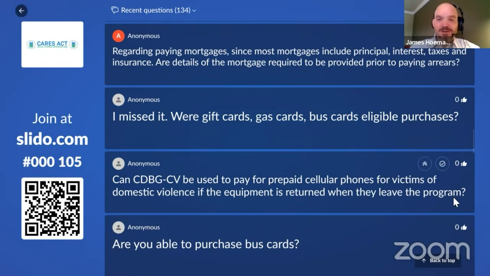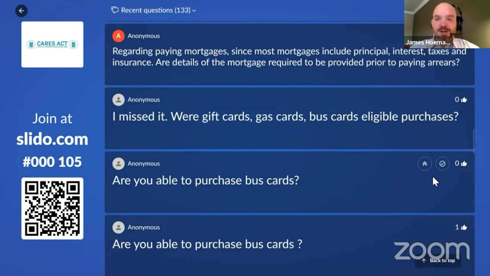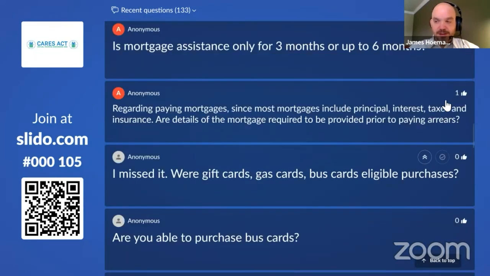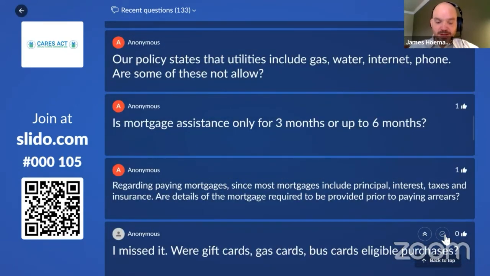I missed it. Were gift cards, gas cards, and bus cards eligible purchases? No, they're not. It does get interesting when we start talking about bus cards, which is a separate discussion in and of itself, and how that is tied into a particular CDBG activity. If you want to do that, that's another item you've got to send into your field office so we can see what the context is, because there's just not enough context in that question.